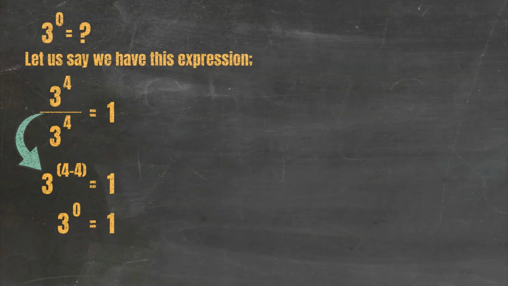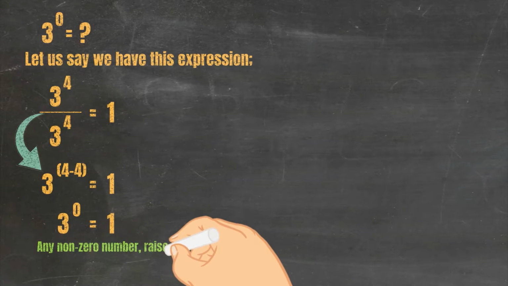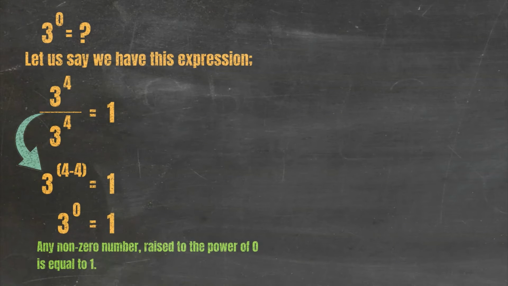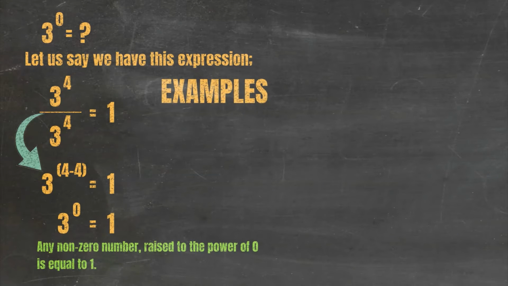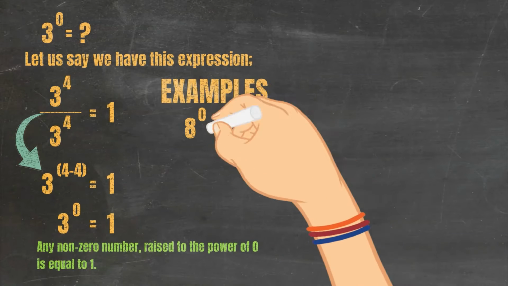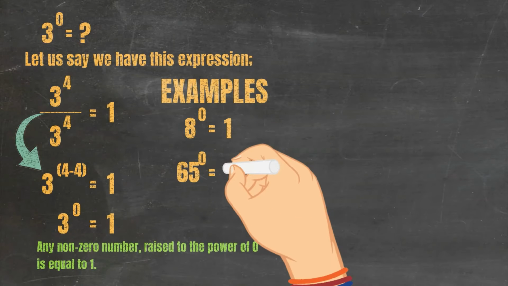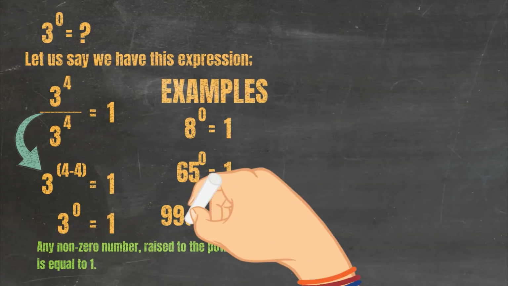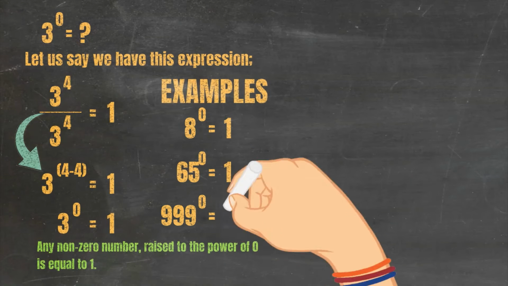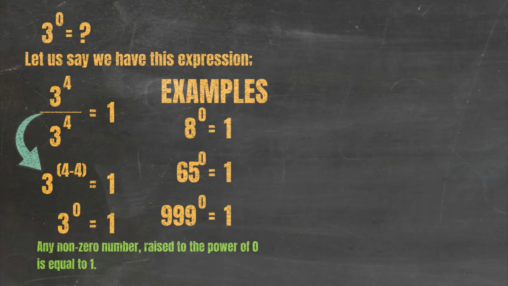This is another law of exponents. Any non-zero number raised to the power of 0 is equal to 1. This law is specific to non-zero numbers. Please note that 0 raised to the power of 0 is undefined. Examples: 8 to the power of 0 equals 1. 65 to the power of 0 equals 1. 999 to the power of 0 equals 1. Again, any non-zero number raised to the power of 0 is equal to 1.